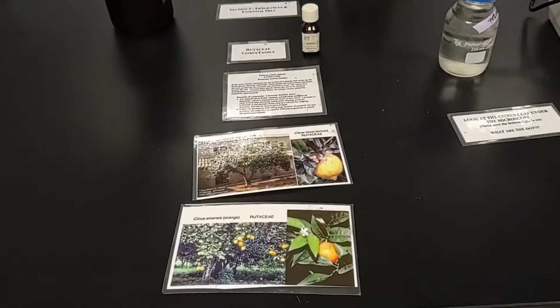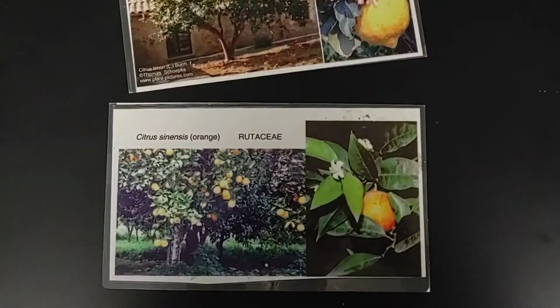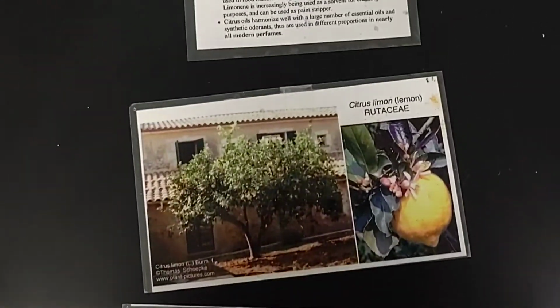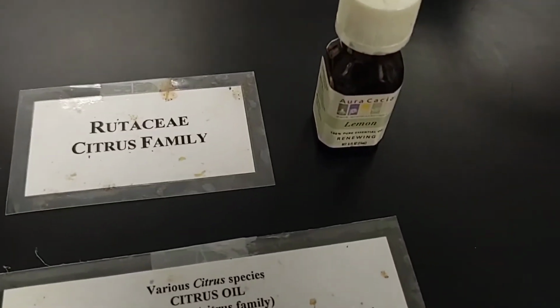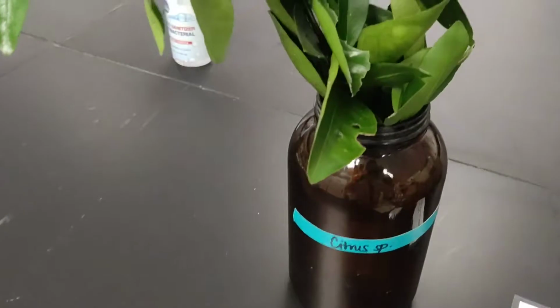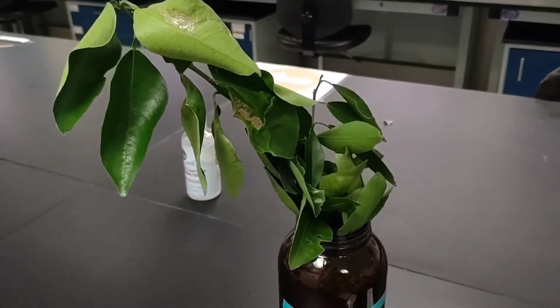This next station focuses on citrus as well. The citrus family is called Rutaceae. We have some lemon oil, citrus oil. And here is a sample of a citrus species.